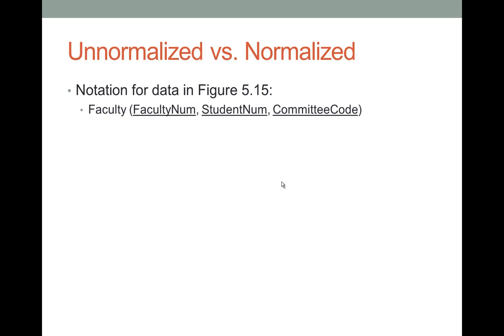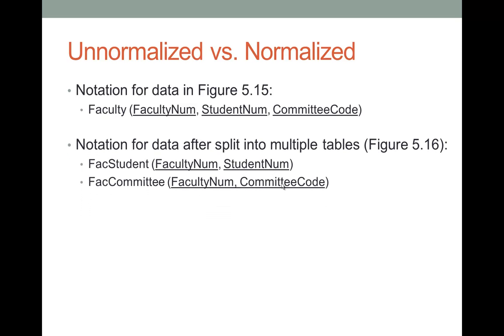If you took a look at the notation for it, in figure 515, we had one table called faculty, and that table had 3 fields in it. All 3 together made the primary key: the faculty number, the student number, and the committee code. The problem is that this data was dependent on faculty number, but it was independent data. So by hitting that fourth normal form, we actually have to break it out into two separate tables. So we have a faculty student table with the faculty number and the student number, and then a faculty committee table with the faculty number and the committee code. Again, if you want to see it all at once, create a view.